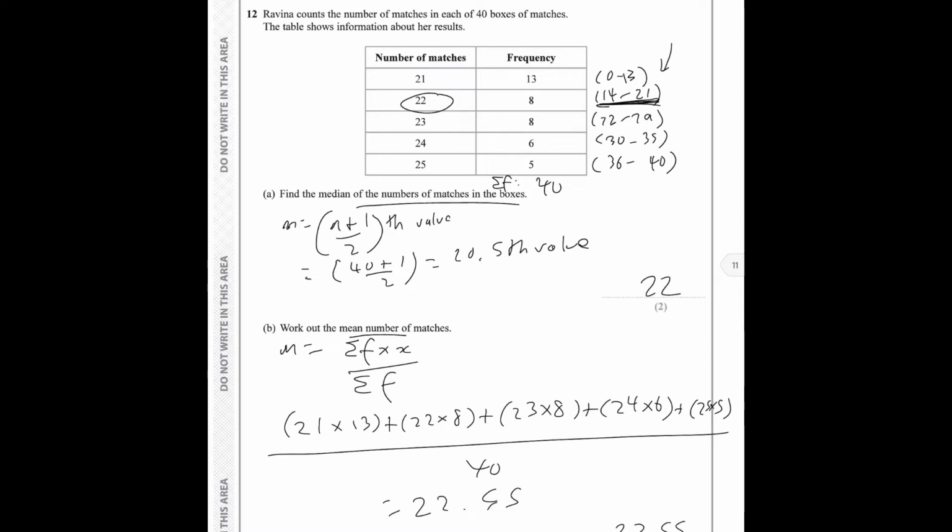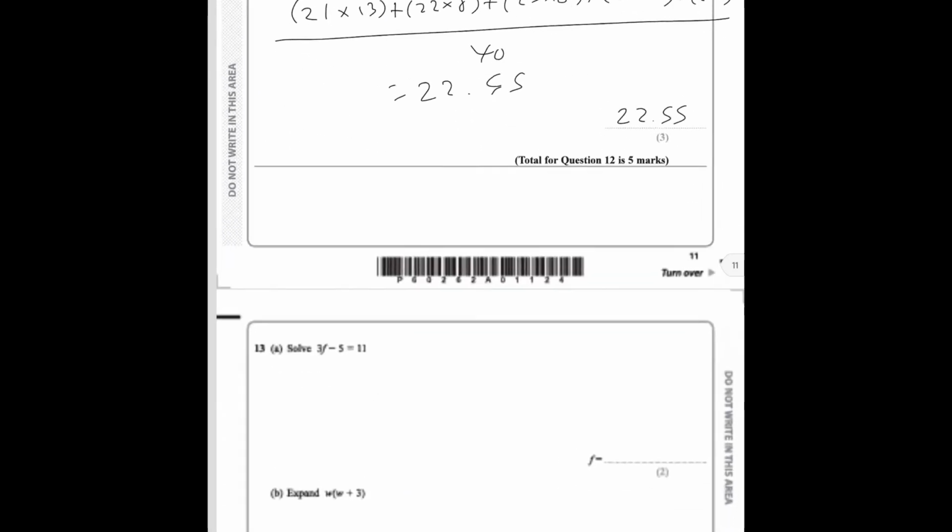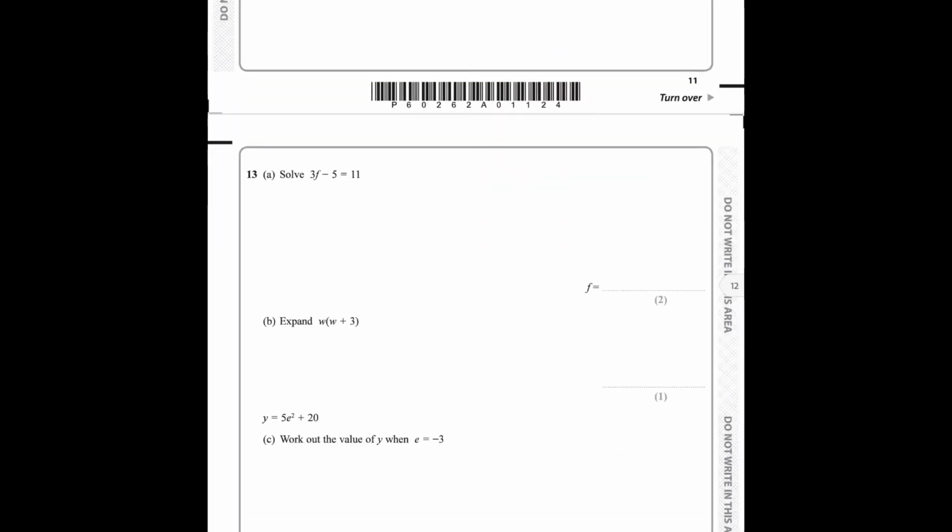So now, since we know that value is about 22.55, you know that that's your mean number of matches. Let's move on to the next one.